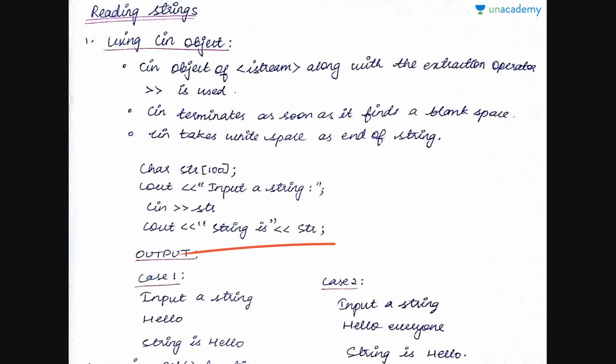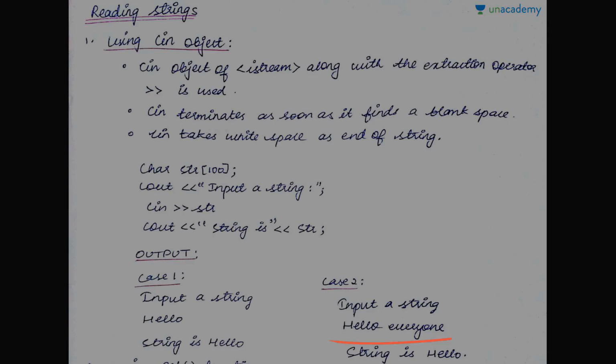In case 1, the user has inputted just hello, and so the output will be string is hello. But in case 2, the user has inputted hello everyone, but the string printed is only hello. That's because the second word everyone is not taken by the compiler. Once the word hello is inputted, the compiler stops taking the next word everyone, and it only stores the word hello in str. So that's a very big drawback of the cin object. So there are many ways of reading strings. Let us see how to read a string in a different way.